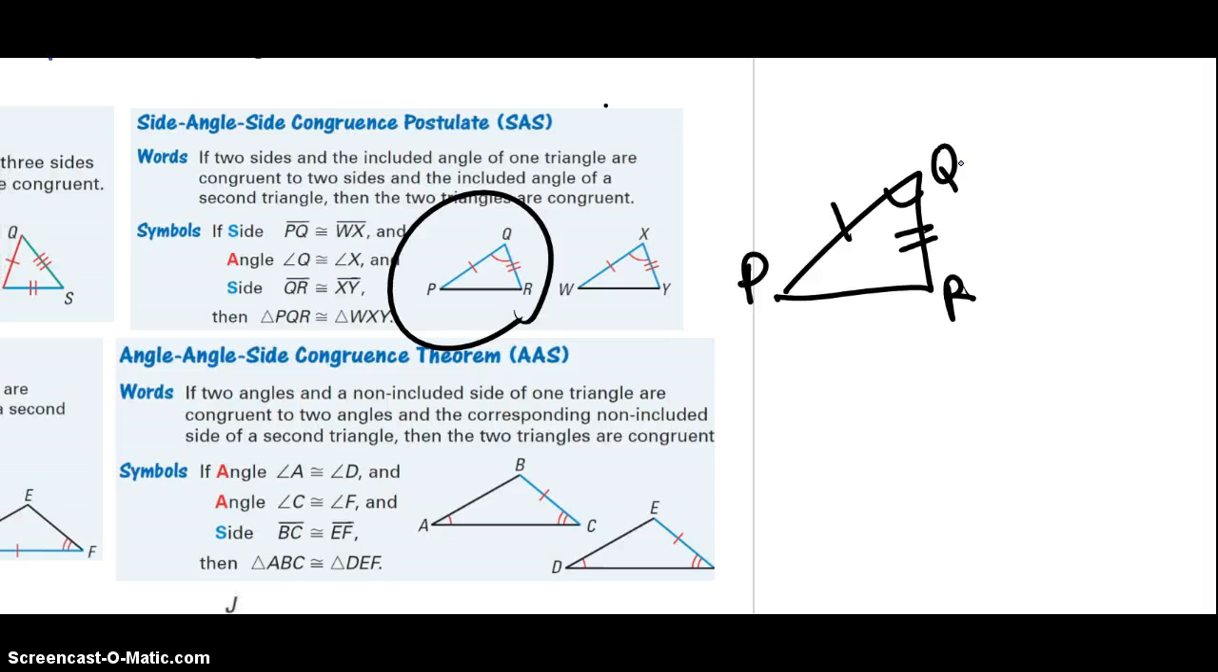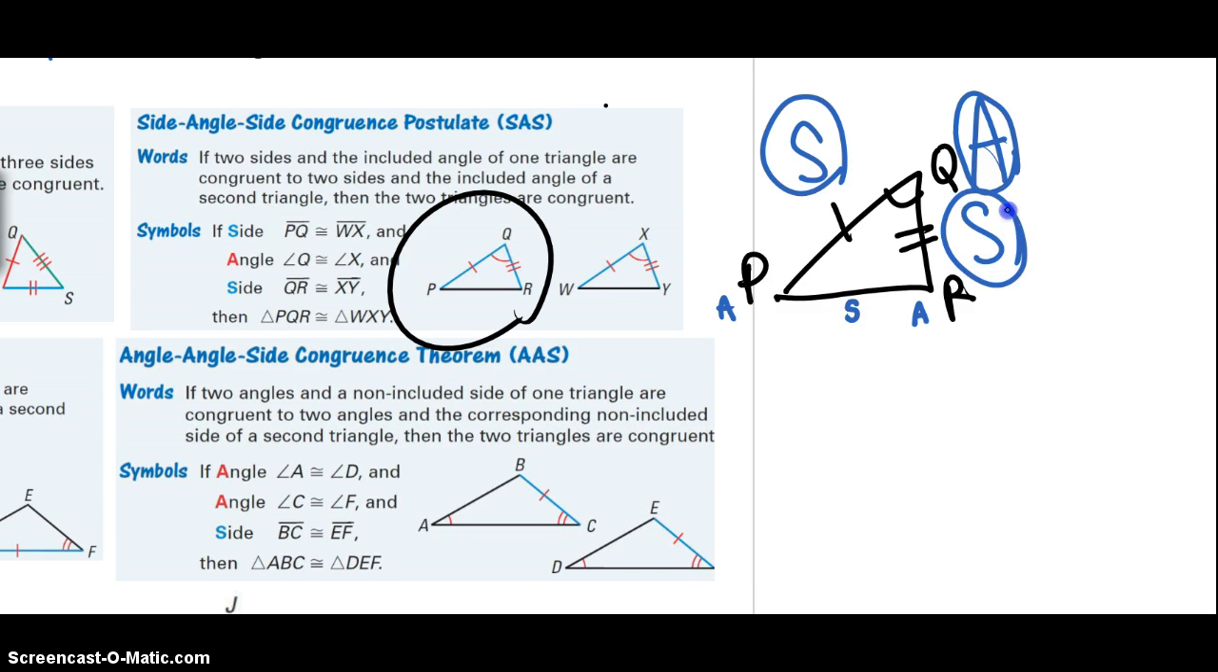There are 3 angles in this picture, right? I'm going to write an A where every angle is, but I'm going to make my A super big on the angles that are marked. So this angle is not marked, this angle is not marked, but this angle is marked, okay? And then I'm going to do the same with my sides. I'm going to write an S next to each side, but I'm going to make it really big if the side is marked. This side is not marked, this side is marked, this side is marked.